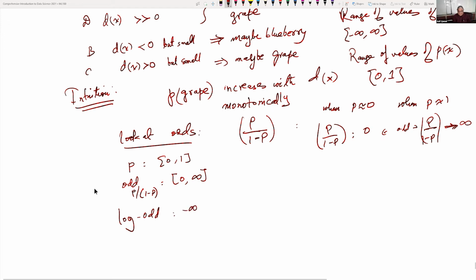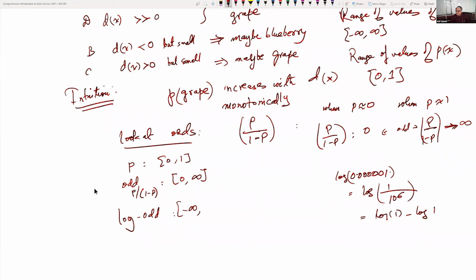It is minus infinity, right? One way to see that is that the log of a number like 0.000001 is the same as log of 1 over 10 to the power 6, isn't it? And that is equal to log 1 minus log 10 to the power 6, and that is equal to minus 6. You see that it's negative. So the smaller you make the number, the more negative the log becomes, isn't it? So the range of log is minus infinity to plus infinity.